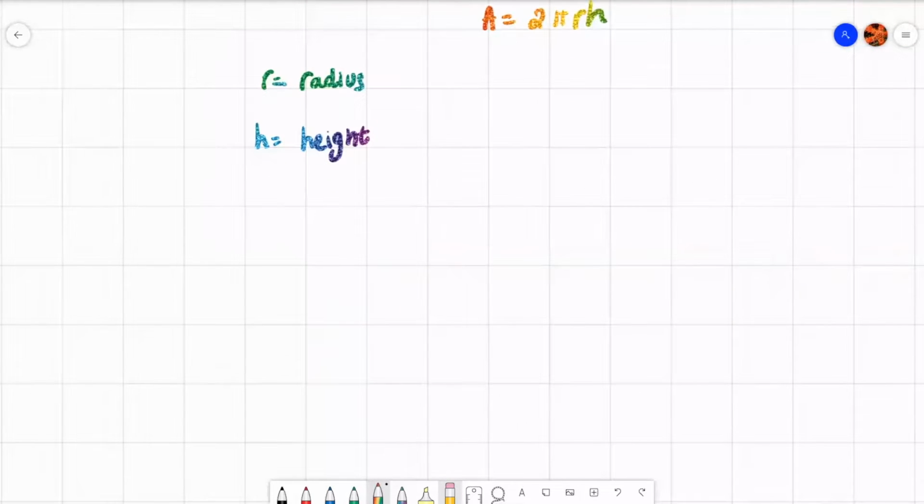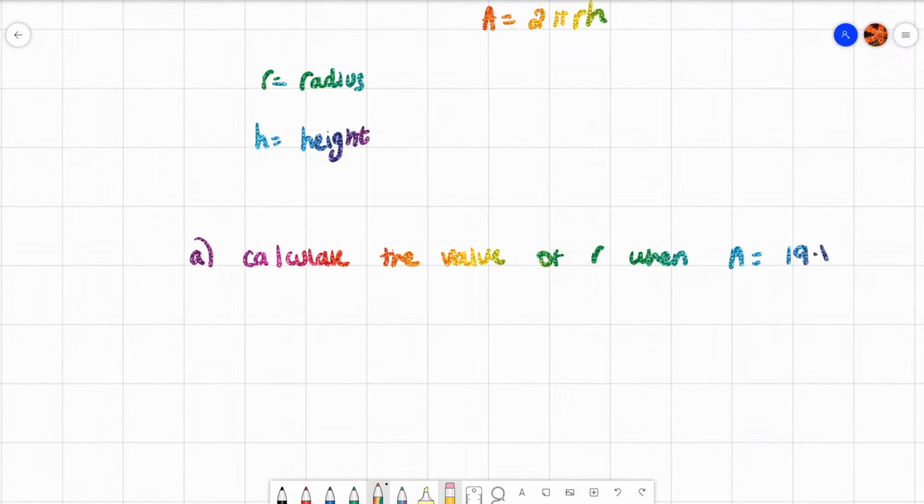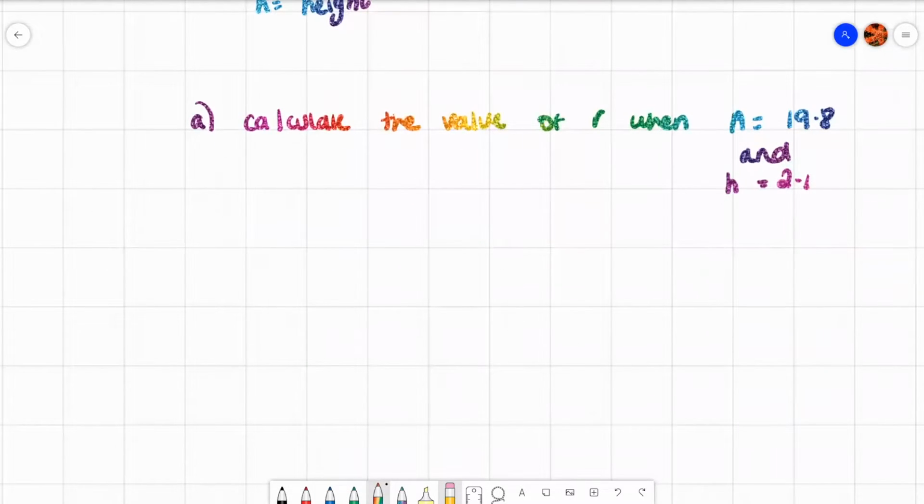First part of the question: calculate the value of r when A equals 19.8 and h equals 2.1, and then we'll have a look to see what the other question says.